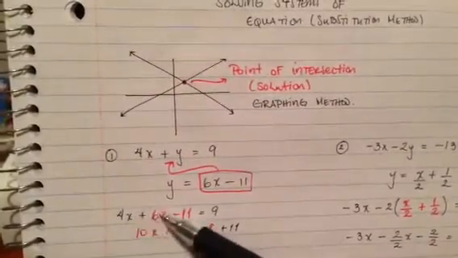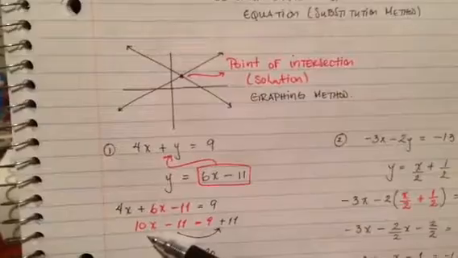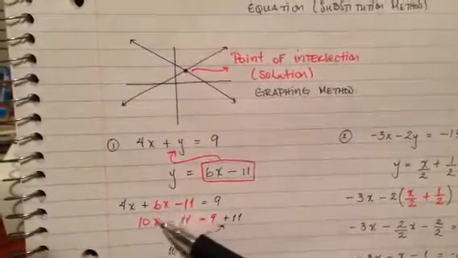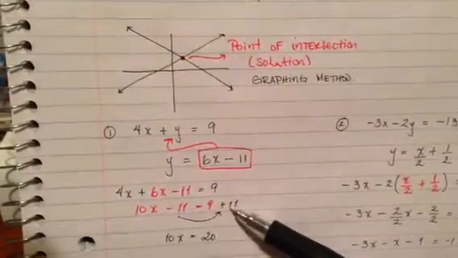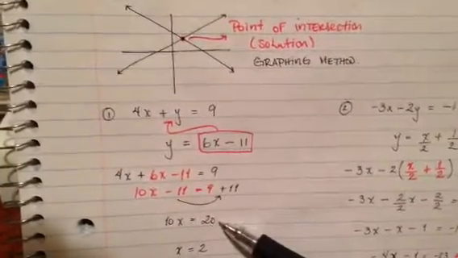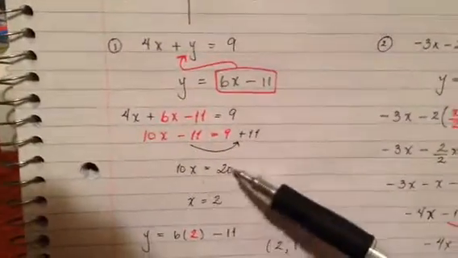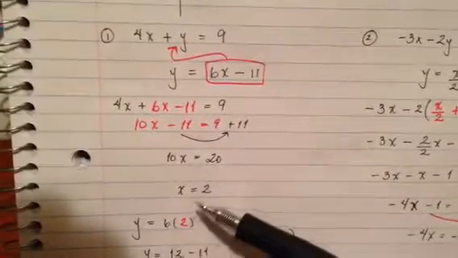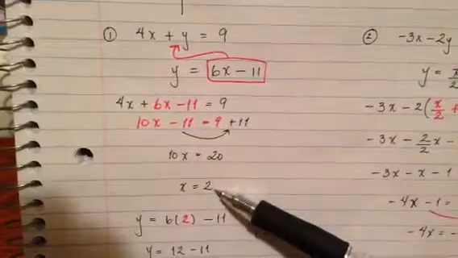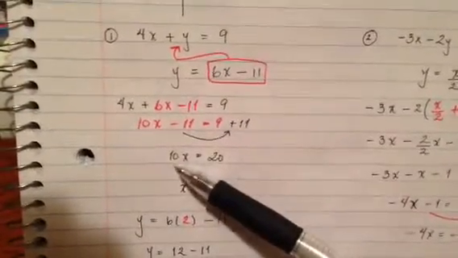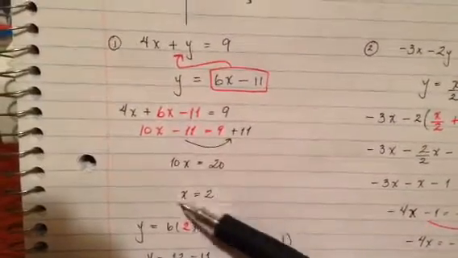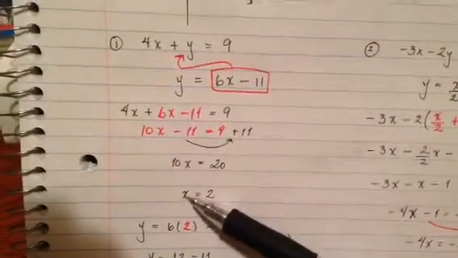I can add these two together. This becomes 10x, and I can solve it now. 10x minus 11: take the 11 to the other side, it becomes a positive 11. 9 plus 11 becomes 20, so you're left with 10x equals 20. Dividing by 10, 20 divided by 10 equals 2. Or you can think, 10 times what number gives you 20? 10 times 2.